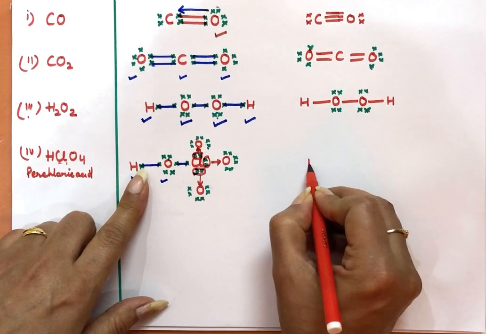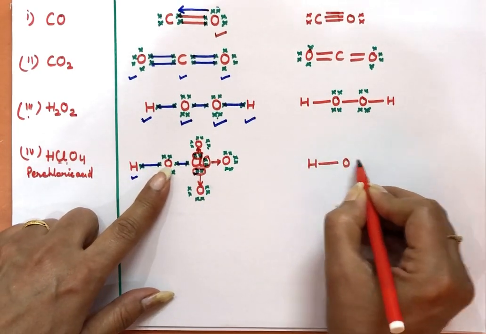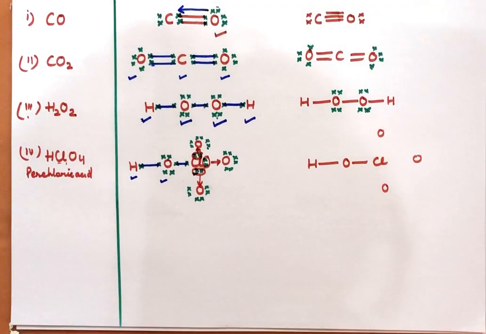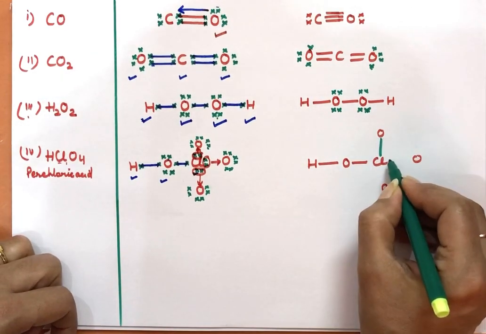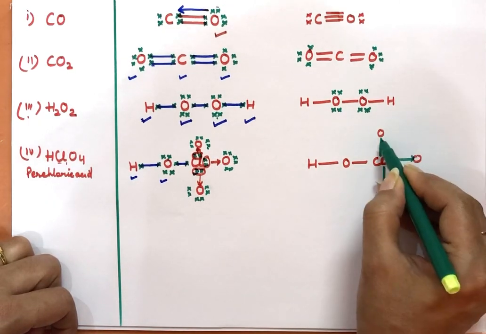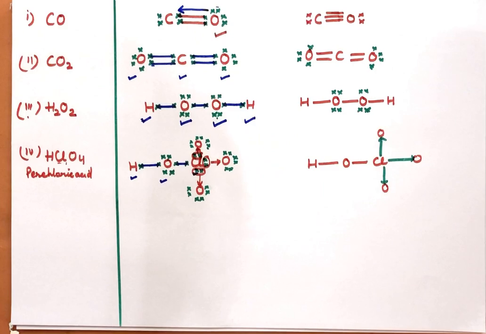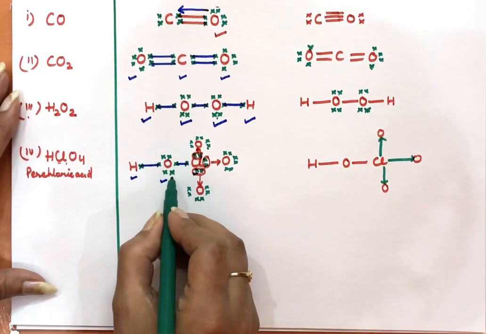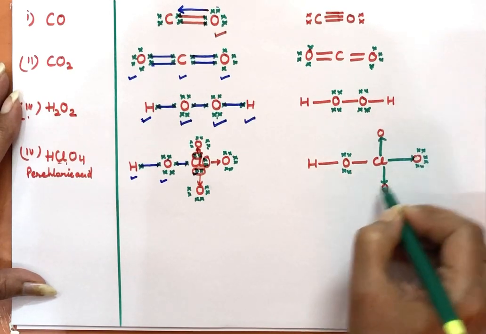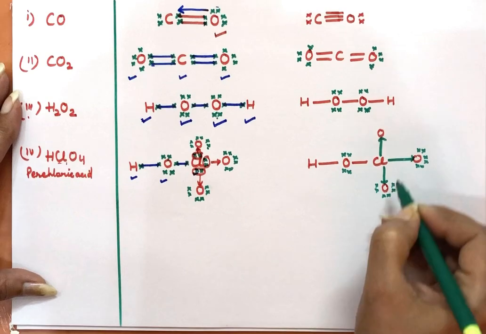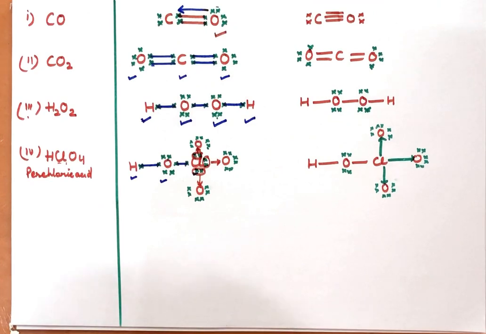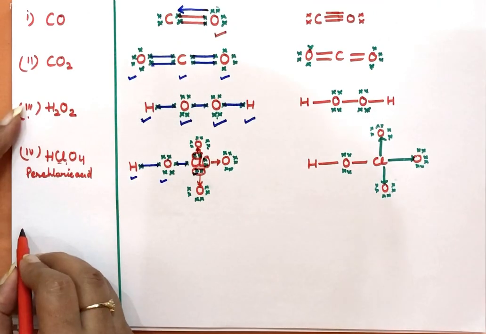So here H combines with the O with a single bond, combines with Cl with a single bond, and these 3 O atoms are also combining with Cl with a single bond, but to show that these are not pure covalent bonds, that these are coordinate bonds, we can use an arrow also to show this. Now the electrons in the last shell, O has 4 electrons here, and these O atoms contain 6 electrons. This also has 6 electrons. So this is the Lewis structure of HClO4, that is perchloric acid.